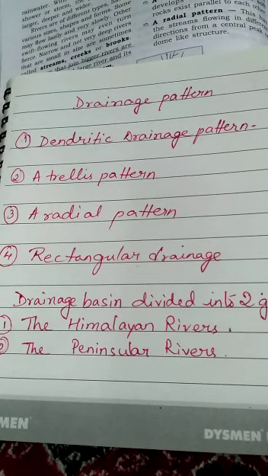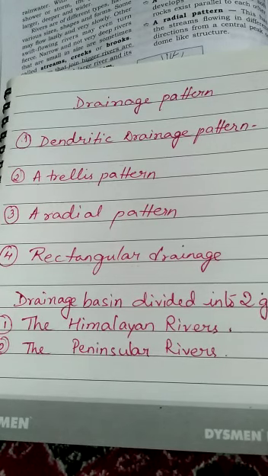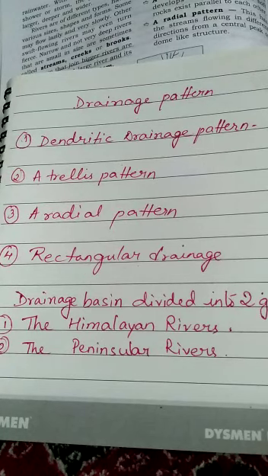Next is the trellis pattern. This pattern develops where hard and soft rocks exist parallel to each other. It develops in a right angle pattern. That is the trellis, or the right angle pattern.